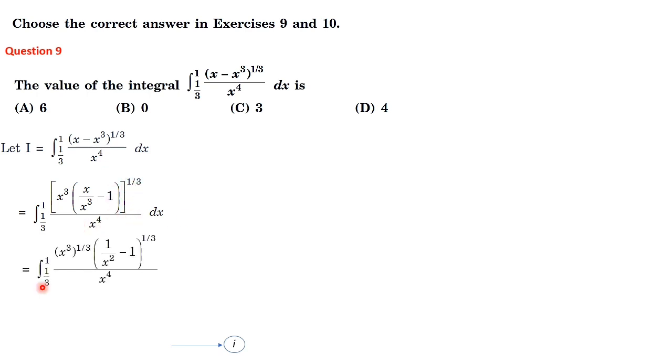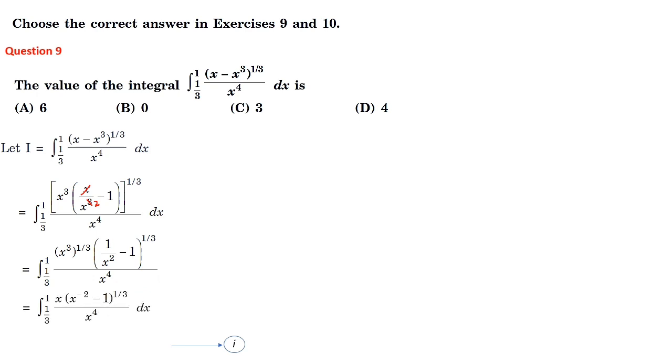Then integral 1 by 3 to 1, now I split this square bracket, means this x cube I am taking along with this power, so x cube the whole power 1 by 3, then x by x cube, when you cancel there is one x common in the numerator and denominator, so this x and this x cube when we cancel it will be x square. So that we have written, numerator nothing is there, 1 balance by x square minus 1 the whole power 1 by 3 divided by denominator as it is x power 4 dx.